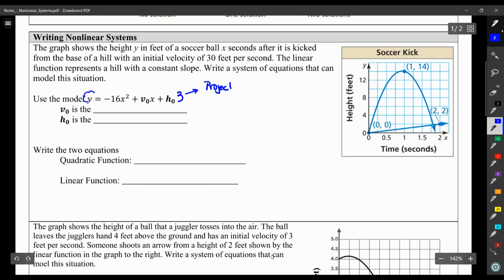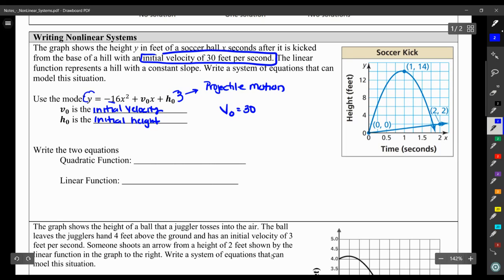For the parabola, we use this model here, and this is the model for projectile motion, where we basically have gravity, initial velocity, like a speed, and the initial height. In our word problem, we can find the initial velocity very quickly. It says that this ball was kicked with an initial velocity of 30 feet per second. So we know that v sub 0 is going to be equal to 30.